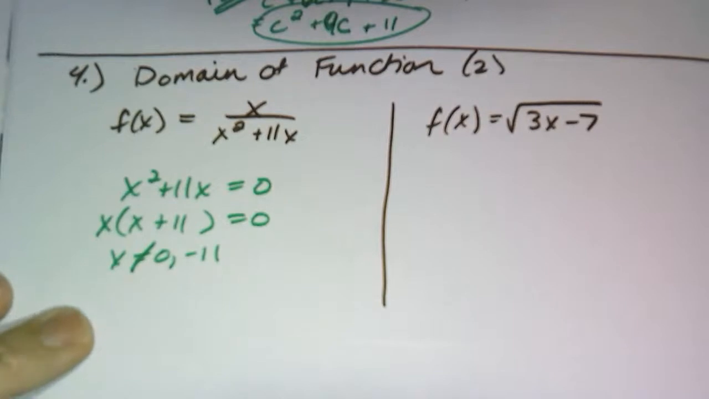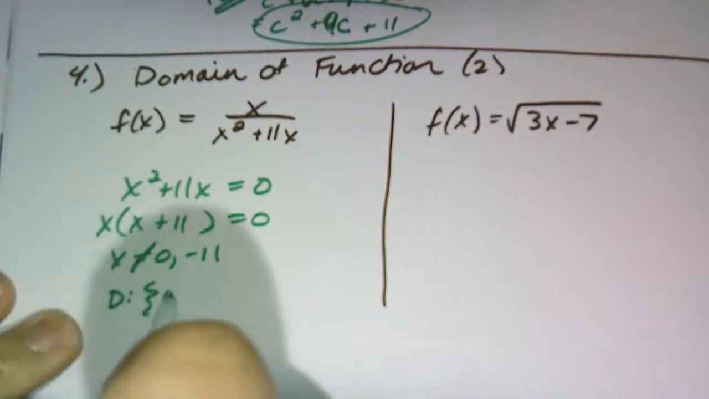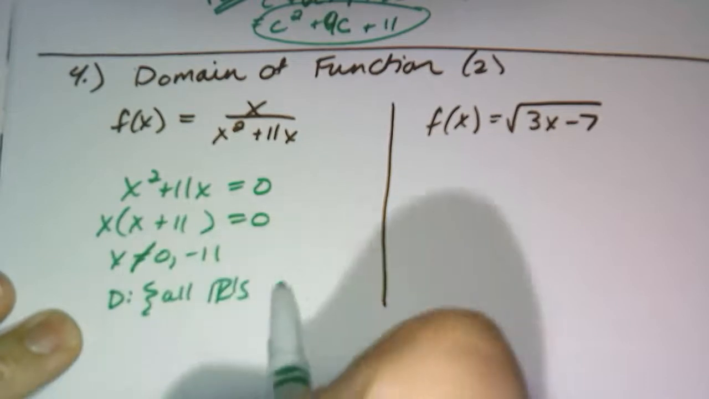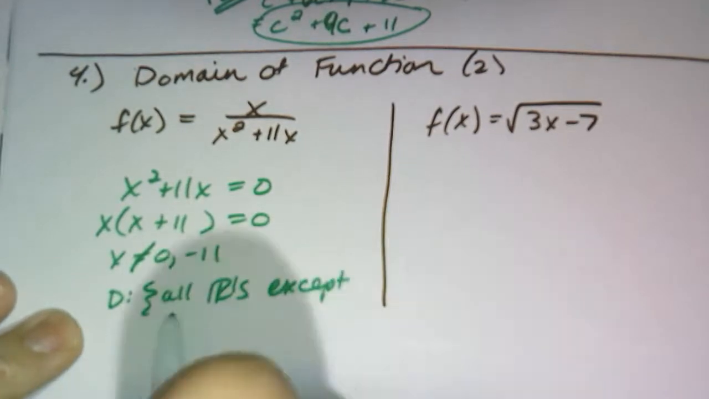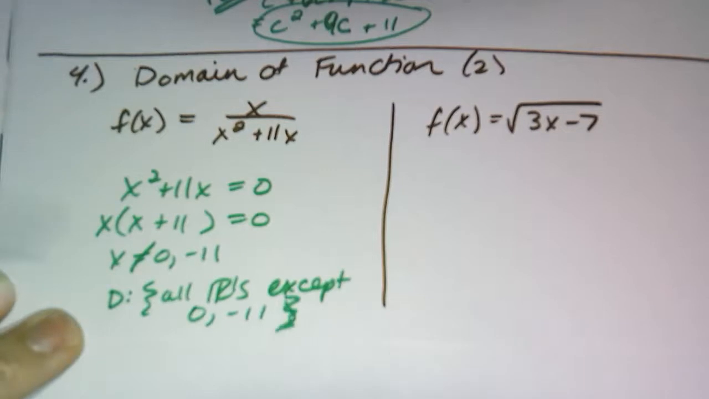Because that's what x cannot be. And your domain would be, and you can write this, all reals except 0 or negative 11. That's what your domain can be. Your domain can be whatever it wants, but please don't let it be 0 and please don't let it be negative 11. Because if you had 0, you would get 0 in the bottom. If you had negative 11, you get a 0 in the bottom, and it can't be that.